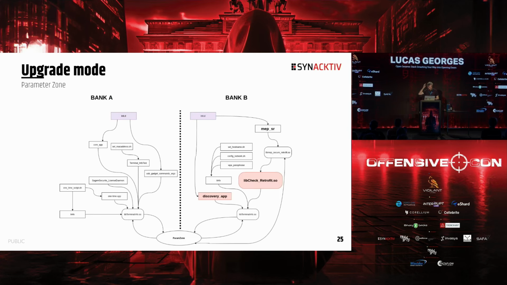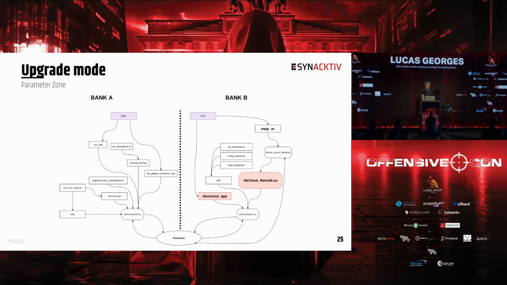So I constructed a little data flow of where it's used, either in bank A or in bank B. I didn't manage to find any vulnerabilities in how the data is handled in bank A, but in bank B there are several executables that have vulnerabilities in them because they trusted the way the data is formed. Mainly discovery app and lib check retrofit.